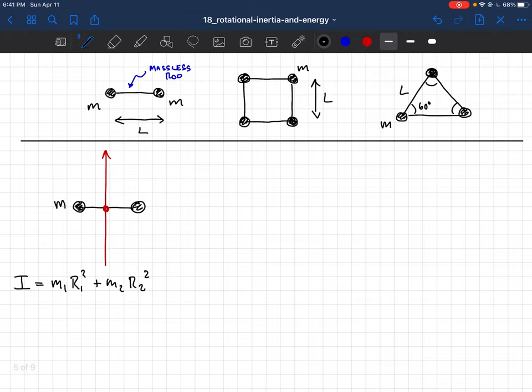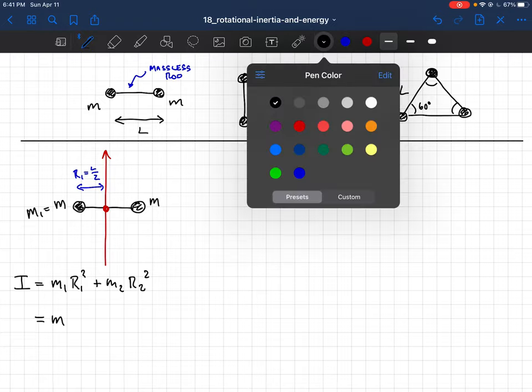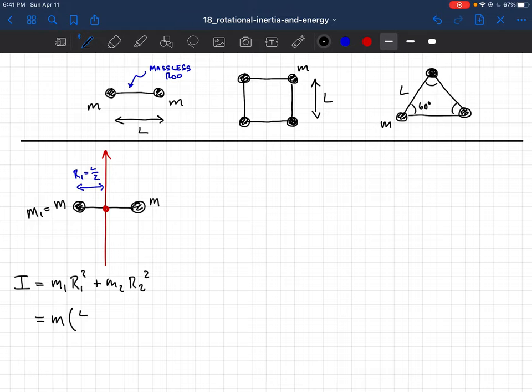So what are those things in this case? Well, m1 is m, and m2 is m. So that's going to be m. And what is r1? Well, r1 is this distance here. It's the distance from the axis to the first mass. And that distance, r1, is just half of the length. So we have m1 is m, r1 is l over 2, and so I can write this as l over 2 squared.